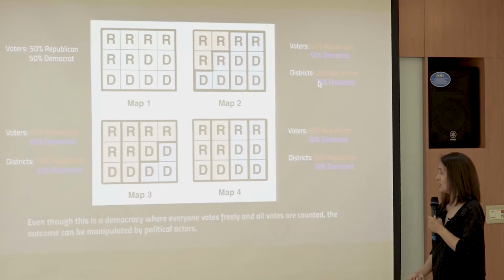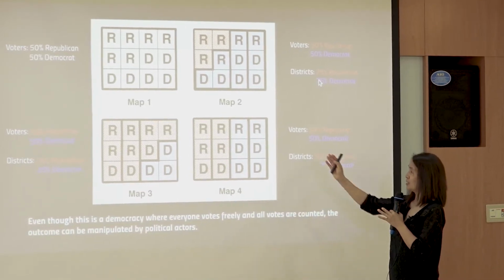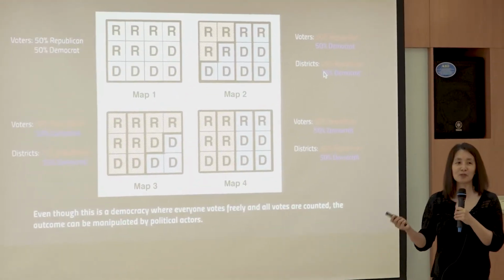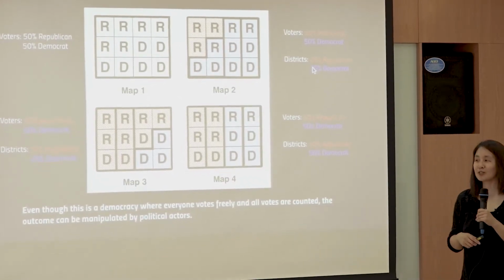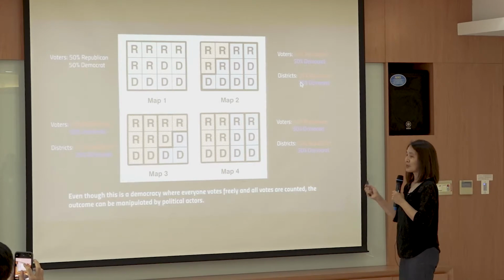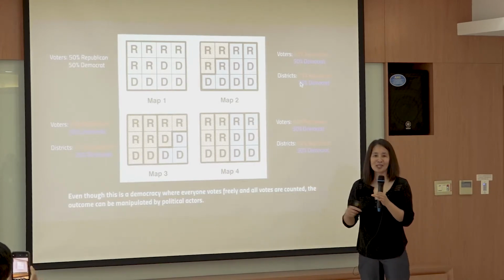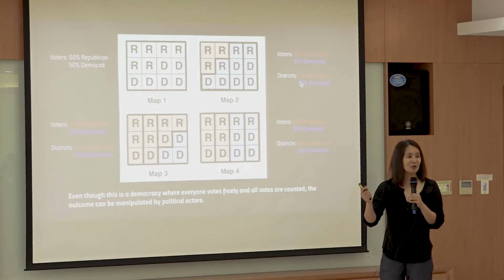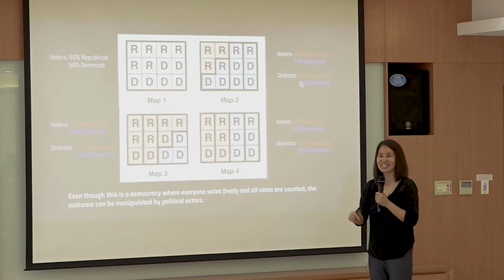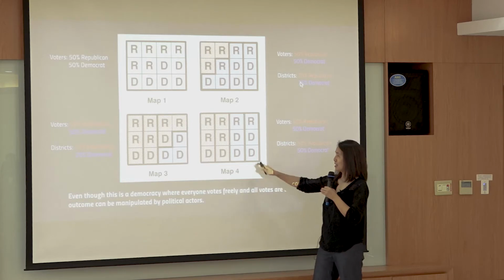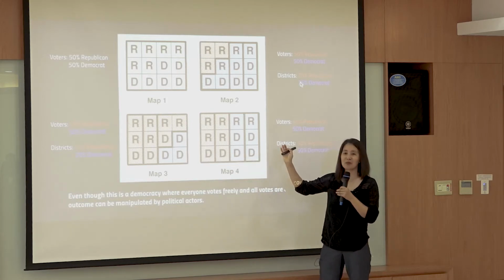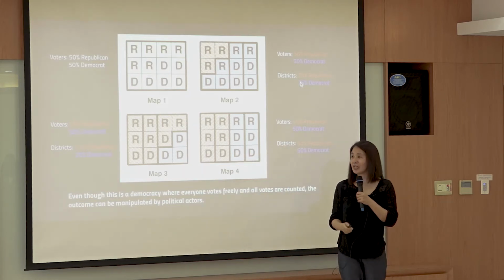This is interesting because even though the United States is a democracy and everybody votes freely, and everybody can go to the polls, nobody is prevented from going to the polls, all the votes are counted. We don't throw away votes, unlike maybe some of the news stories you've heard. All the votes are counted, but the outcome itself can still be manipulated, and very heavily so.